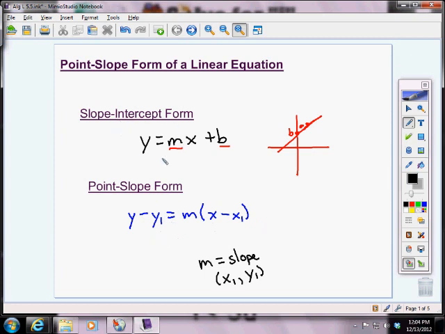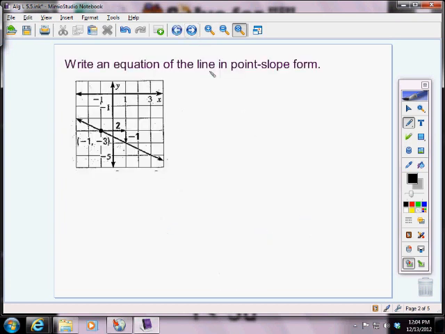So our most common form of a linear equation is y equals mx plus b, but we also have our point-slope form, y minus y1 equals m times the quantity x minus x1. Let's look at an example. This says write an equation of the line in point-slope form.